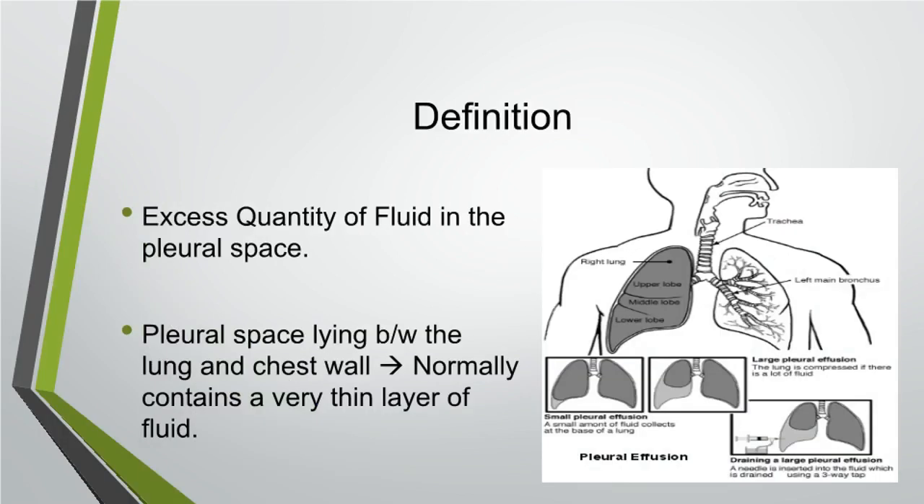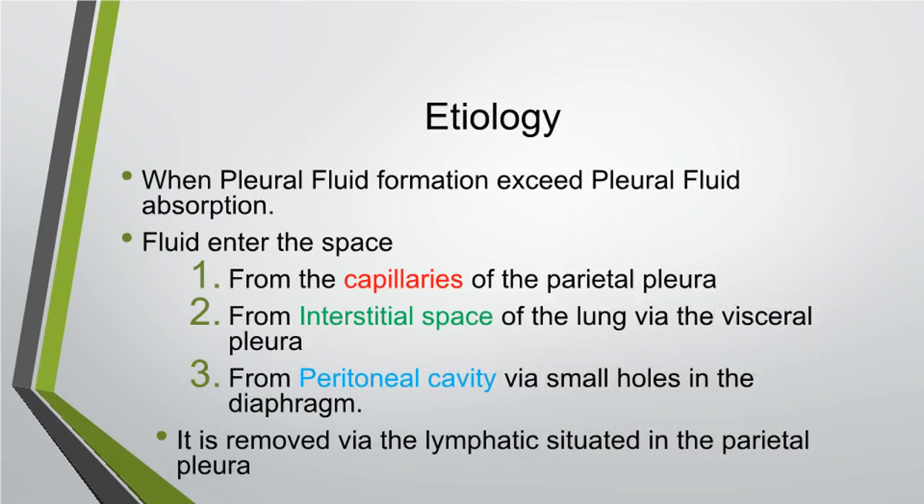Pleural effusion is defined as excess quantity of fluid in the pleural space. Normally, a very thin layer of fluid is present in this potential space. When pleural fluid formation exceeds pleural fluid absorption, then fluid enters the space from the capillaries of the parietal pleura, interstitial space of the lung via the visceral pleura, and from peritoneal cavity through small holes in the diaphragm. Pleural fluid is removed via the lymphatics situated in the parietal pleura.